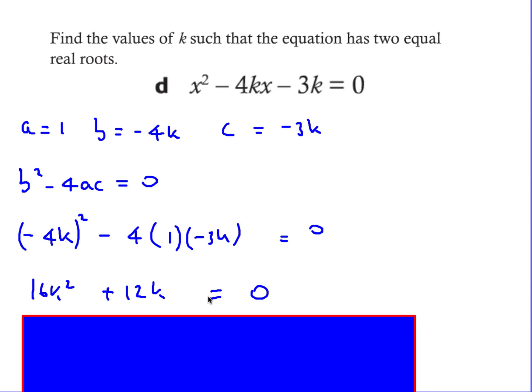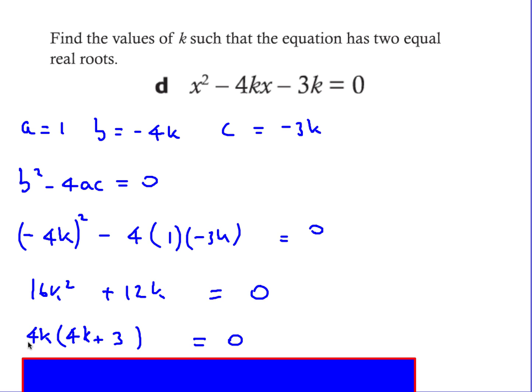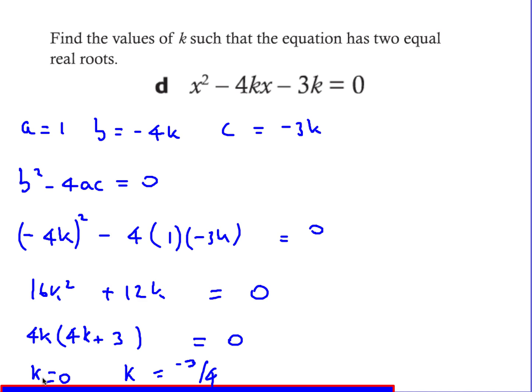16k squared plus 12k is equal to 0. There's no constant term here, so we're just going to be able to factorize out with a single bracket. I'm going to get 4k bracket 4k plus 3, and then I can solve that. Either k is 0, or if I make this bracket 0, I'm going to get k is minus 3 over 4.